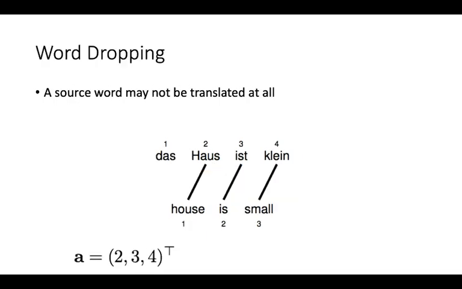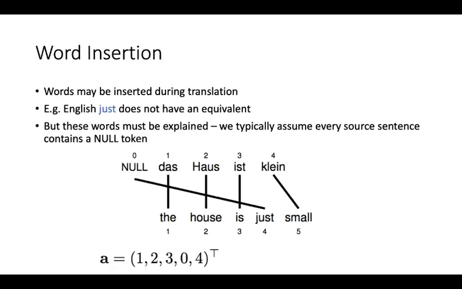And some of the source words might not be translated at all. So for example, we would have a null token here. For the words that are not translated, we will align them to a null token.